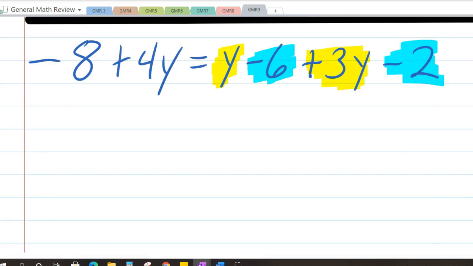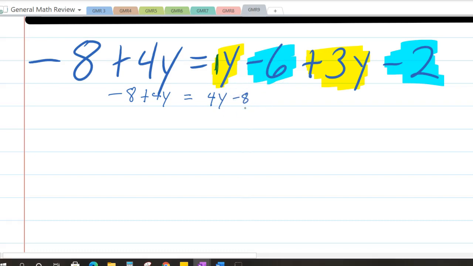Remember, the coefficient or number in front of the variable for the y is 1. It's an invisible one. So before we add them, we should probably write the invisible one. When I combine like terms, since nothing is changing on the left, I'm just going to bring it straight down. -8 plus 4y is equal to 1y and 3y give me 4y. -6 and -2 give me -8.